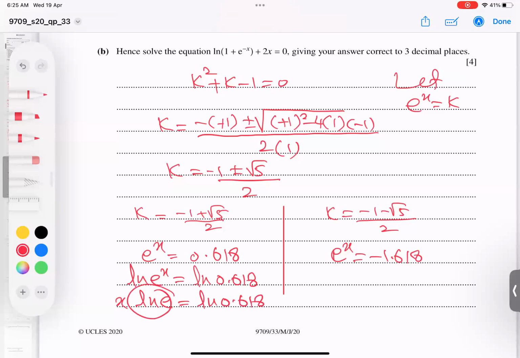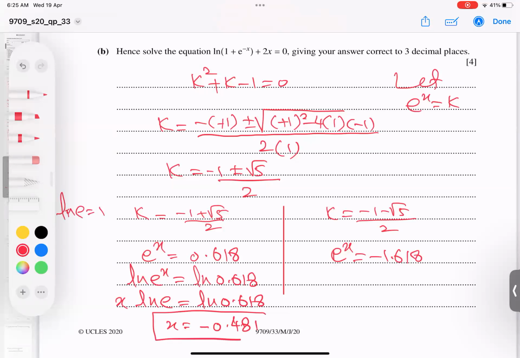And ln e is something all of you are familiar with, students. ln e is actually equal to 1. So x is the final answer. If you take the logarithm, so log of 0.618, the answer comes out to be negative 0.481.